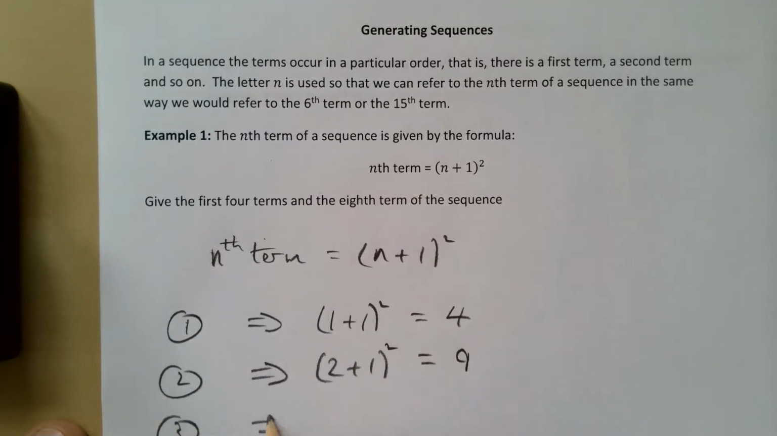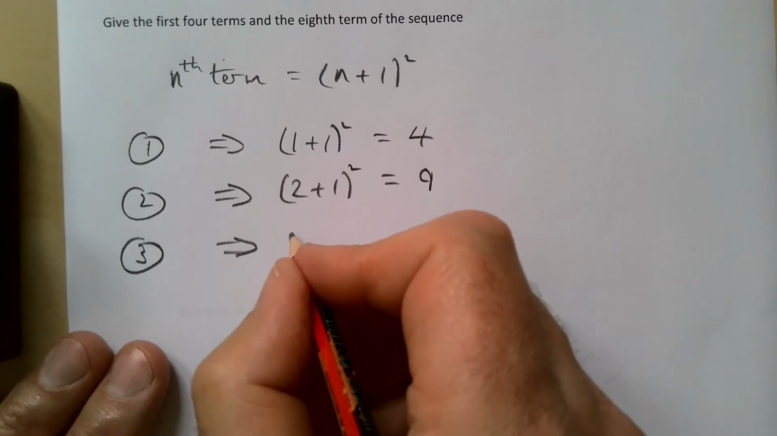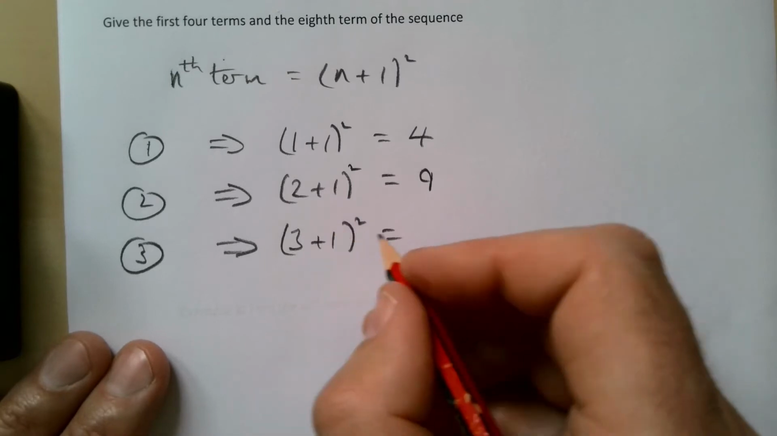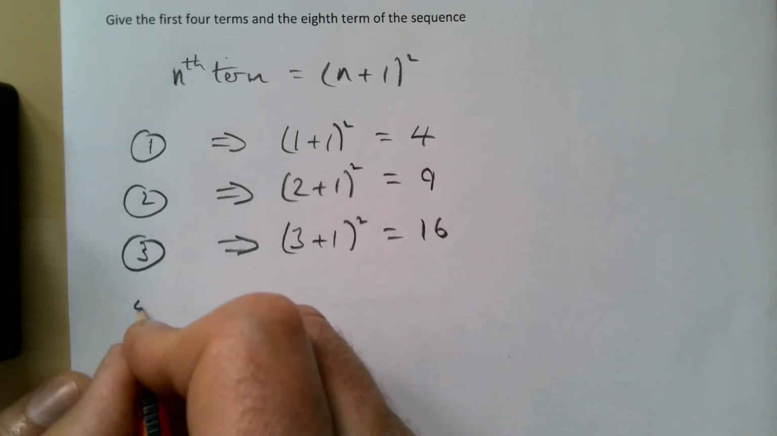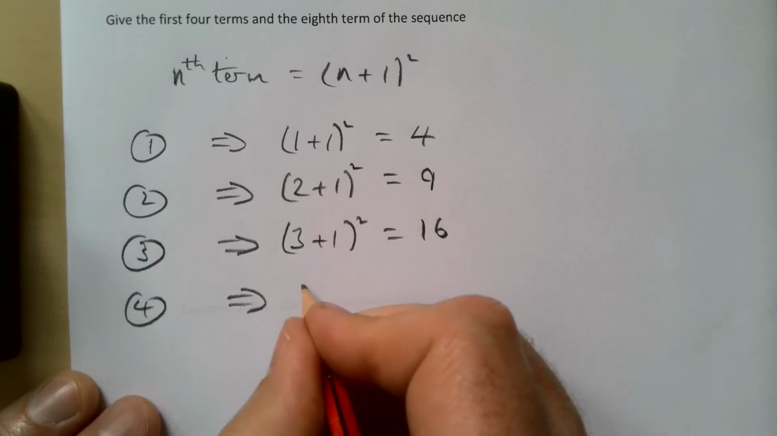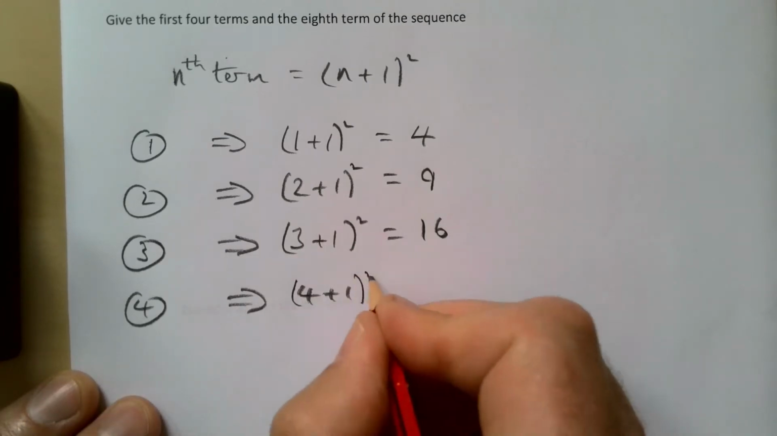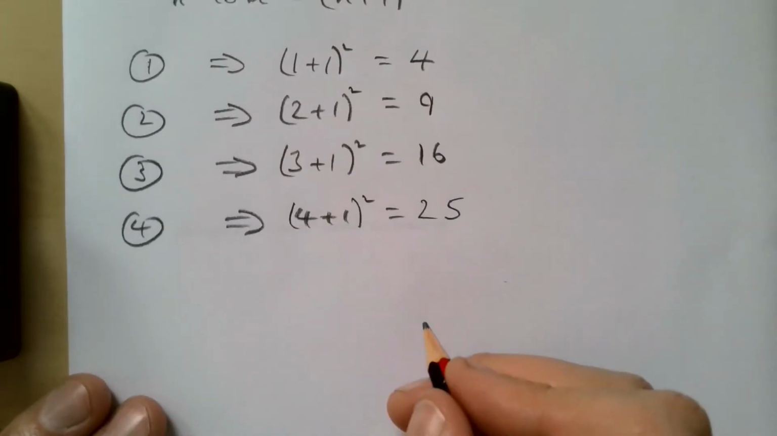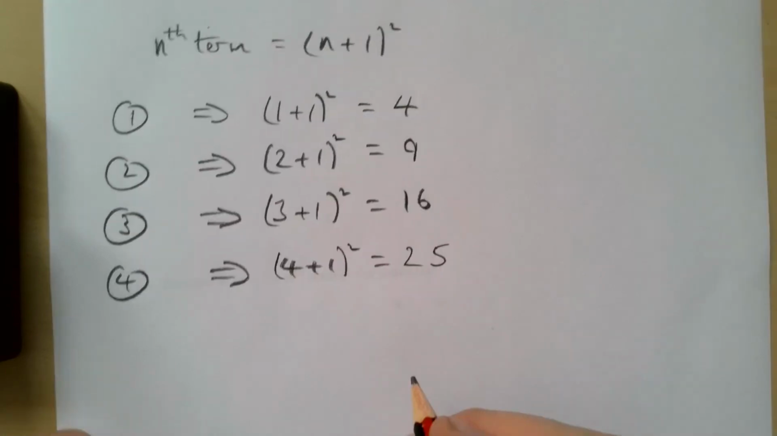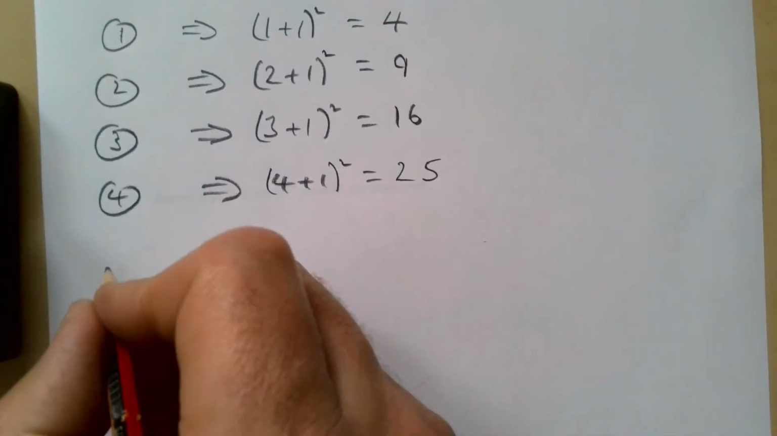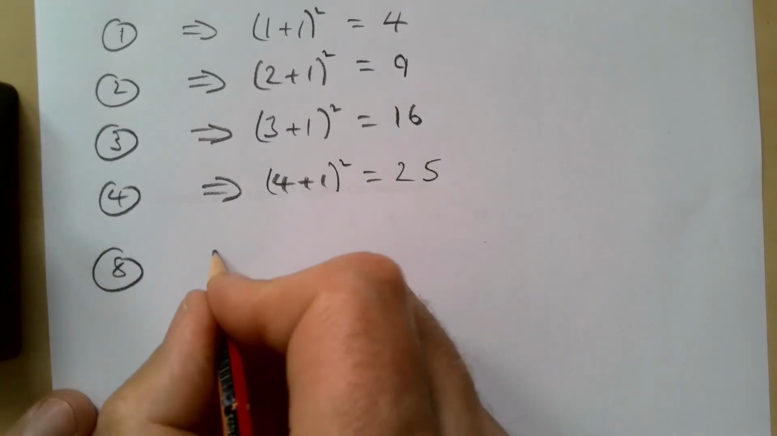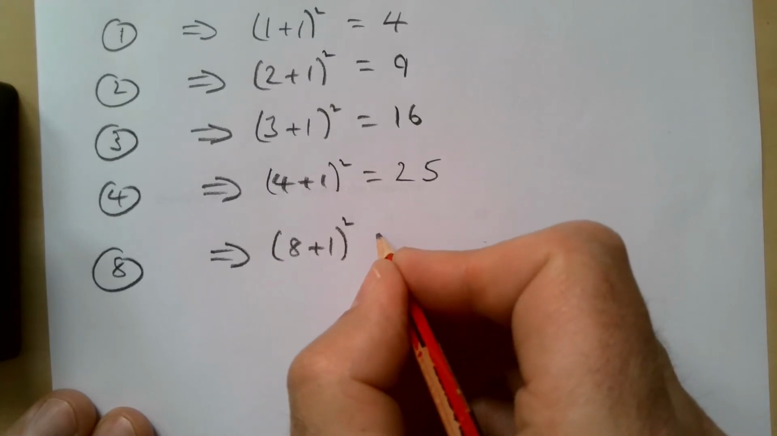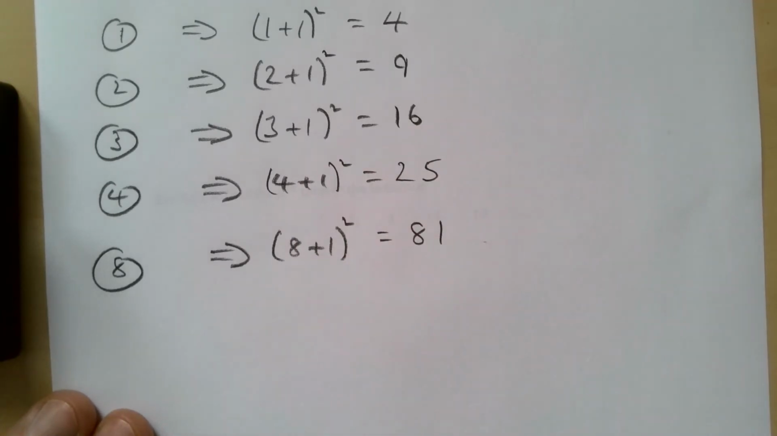Number 3 is (3 plus 1) all squared. 3 plus 1 is 4, 4 squared is 16. Number 4: (4 plus 1) all squared. 4 plus 1 is 5, 5 squared is 25. And then I want the first 4 terms, and the 8th term is what it says. So I'm going to sub in the number 8. 8 plus 1 is 9, and 9 squared then gives me 81.